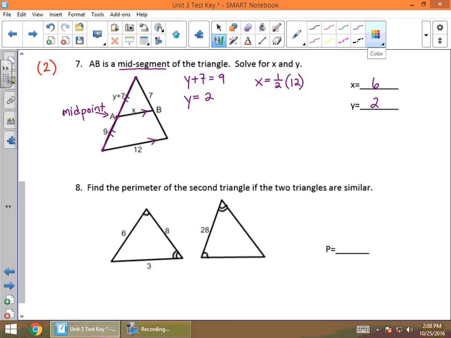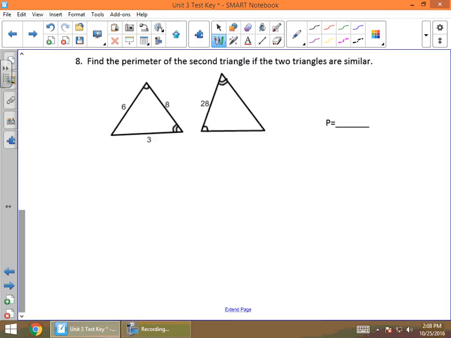All right, and question number 8. Question number 8 is worth 1 point. It says find the perimeter of the second triangle. Well, the first thing I'm going to do, I'm going to find the perimeter of the first triangle. 8 plus 6 plus 3, if I were to add those up, is 17. So if I add up around the outside, that is 17 going around.